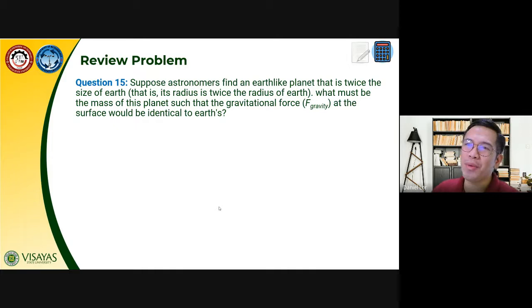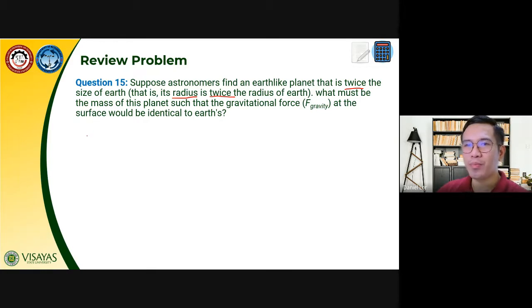The next question we will be discussing this afternoon is this one. Suppose astronomers find an Earth-like planet that is twice the size of the Earth. Specifically, he emphasized that the size here refers to the radius of that Earth-like planet compared to the Earth. So what must be the mass of this Earth-like planet such that the gravitational force F gravity at the surface would be identical to that of the Earth?